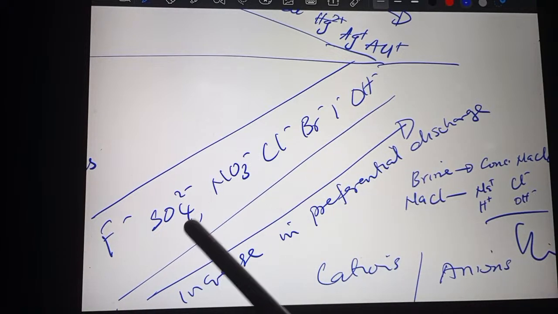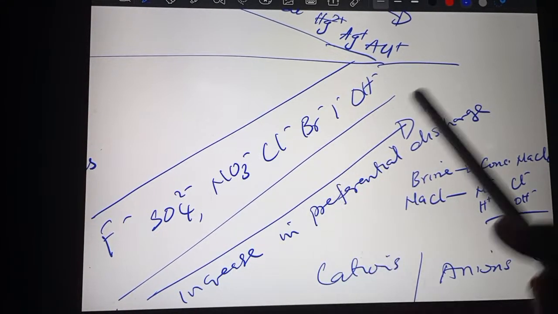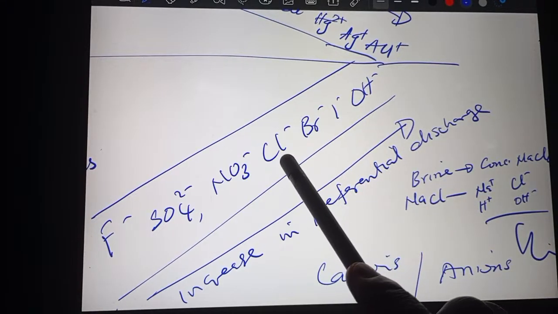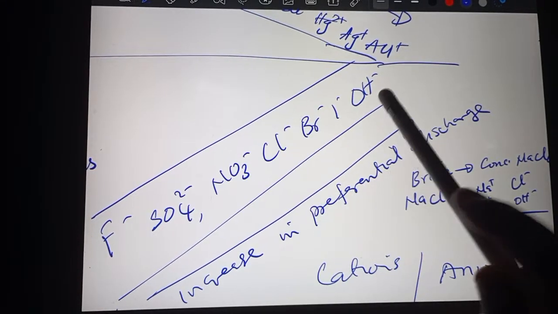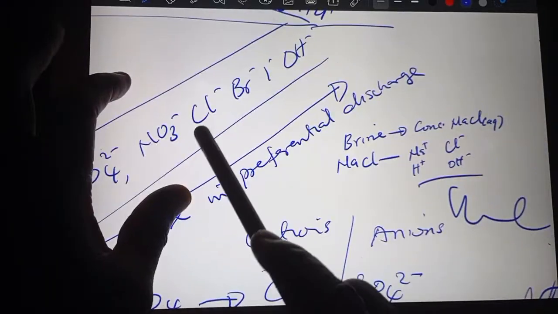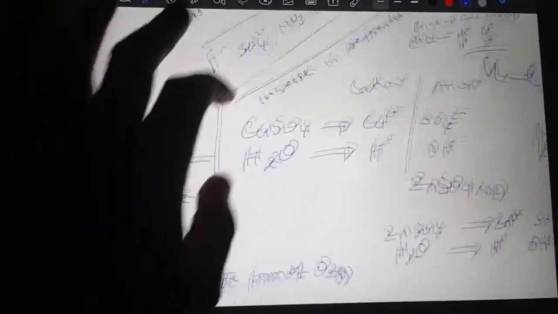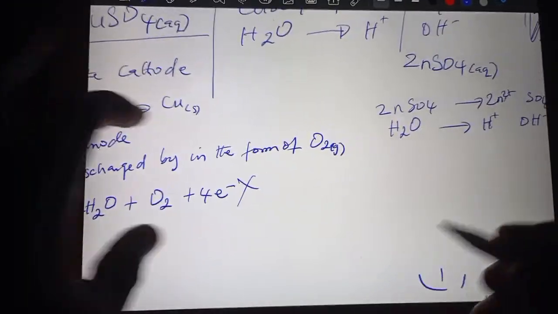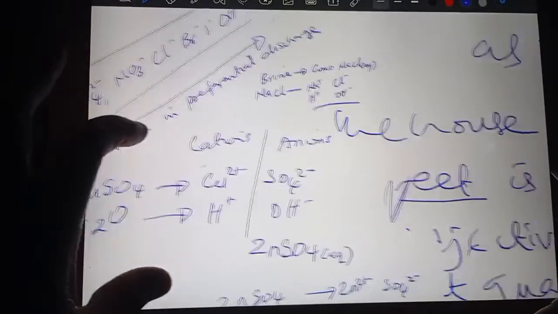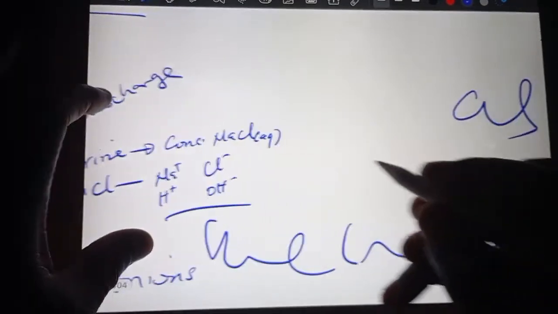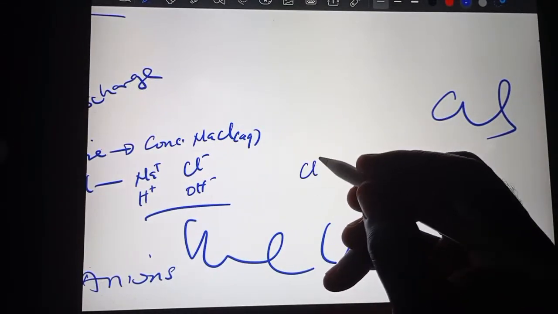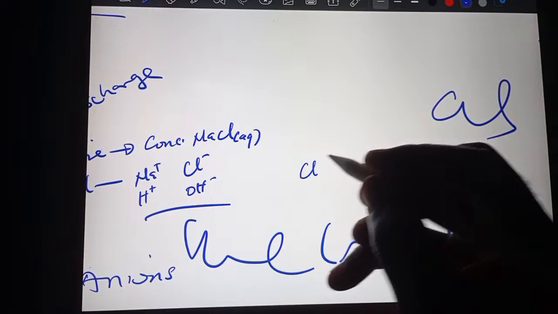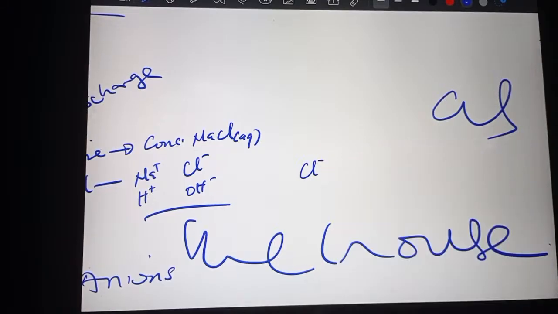concentration will have an effect. So when they say brine, it means concentrated sodium chloride, which means chloride ions are more concentrated than hydroxide. So at the anode, this equation no longer happens. Rather, during the electrolysis of brine, what will happen at the anode is that chloride ion will be discharged.